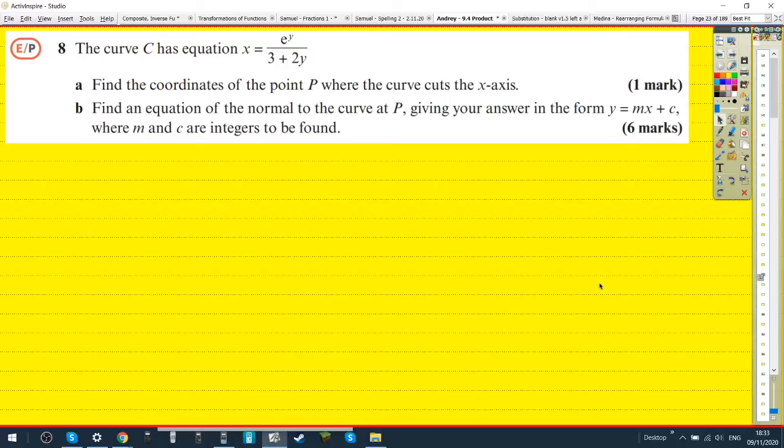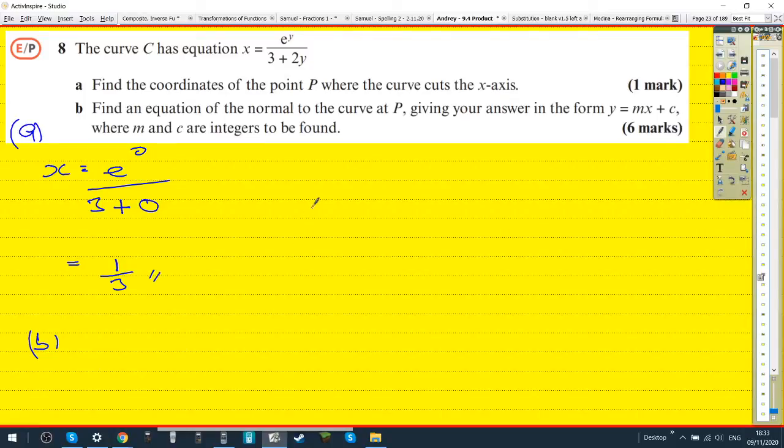So the curve cuts the x-axis. Does that mean that y equals 0? Yep. So will it just be e to the 0 over 3 plus 0? Yep. What is that? That'll be a third. And there's a third.